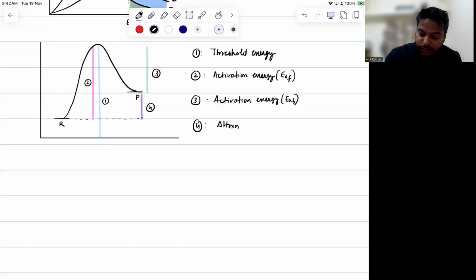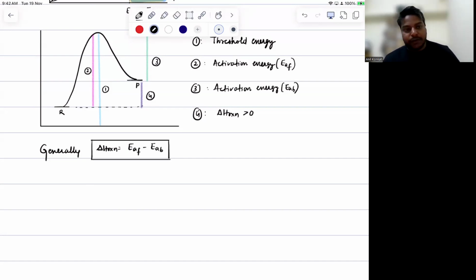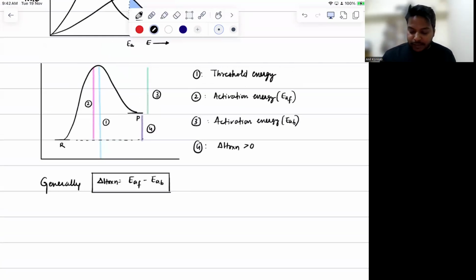So if products are more, reactants are less energy, then delta H of reaction in this case is greater than 0. Generally, we will say delta H of reaction is always equal to activation energy forward minus activation energy back. Correct. So you will be asked to use this formula and do some calculations based on this. So either one of the factors would be missing. So based on that, you need to check, first calculate, and then suggest whether it is endothermic or exothermic and so on. Correct.